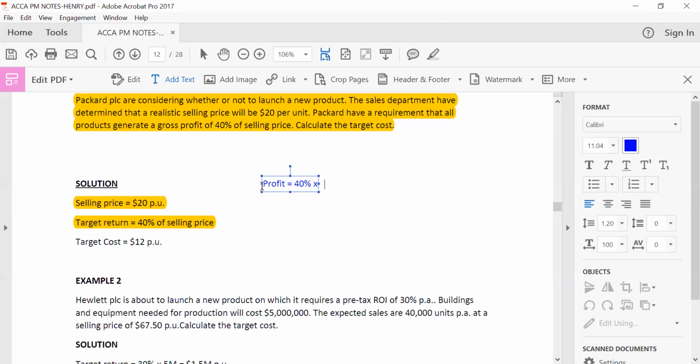What is the selling price? The selling price is $20. At the end of the day, what answer are we getting? We end up getting $8. So we know for sure that cost price is equal to selling price minus profit.